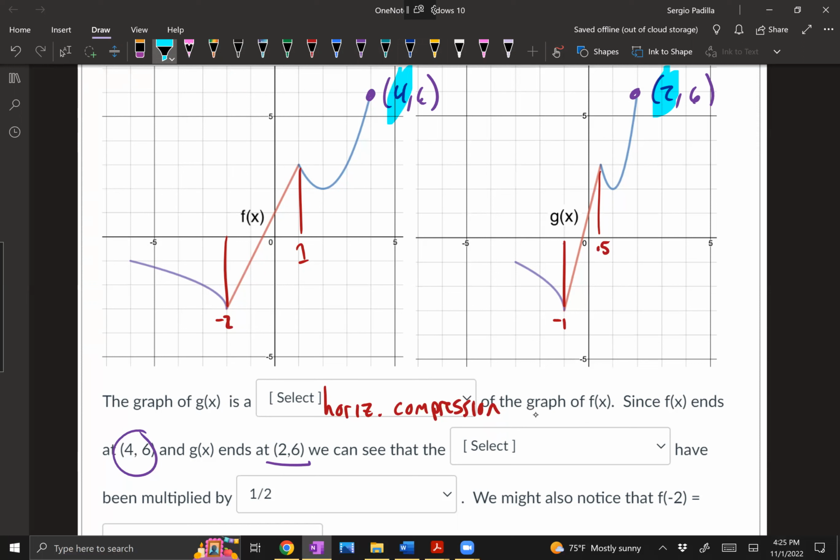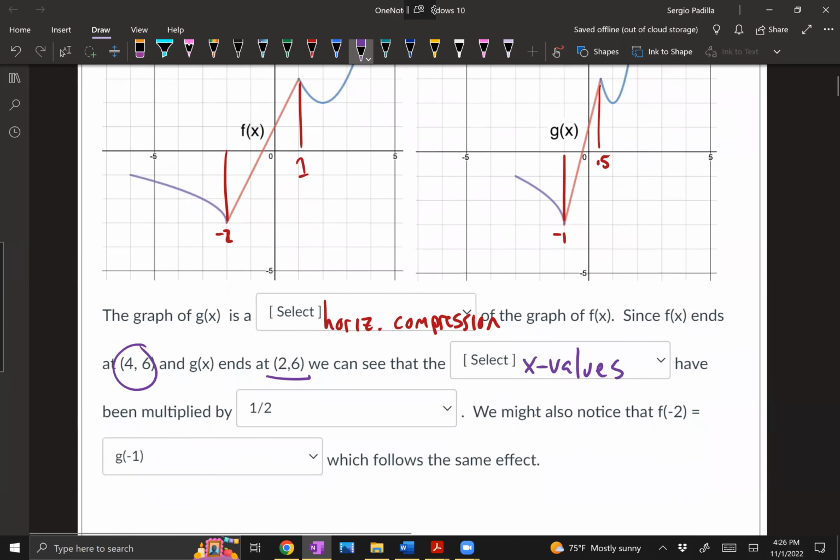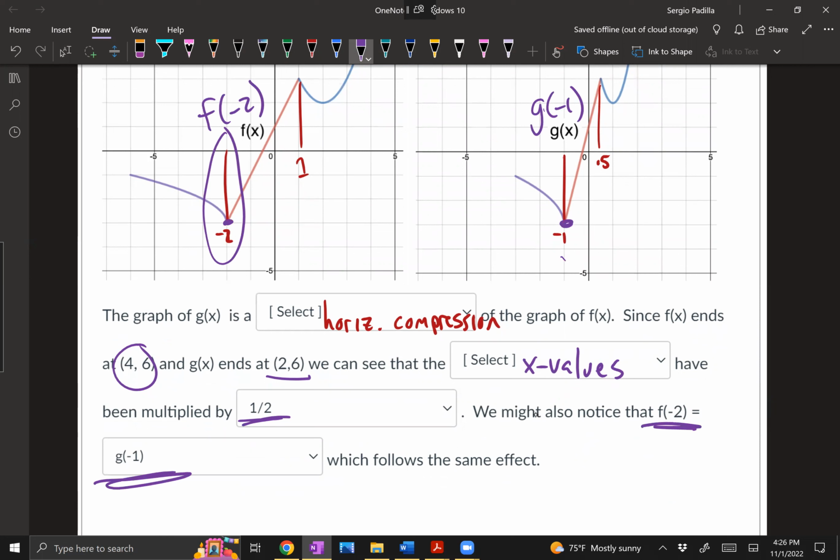You could think of it as -2, but actually it was cut in half. It was actually divided by 2. So because this is a horizontal change, we're talking about the x values in this one. The x values have been multiplied, in this case, by 1/2. Like I said, every x value, if you look at, say, f of -2, this is the same as g of -1. It gives you the same point here, which is what it's asking you in the last little drop down.